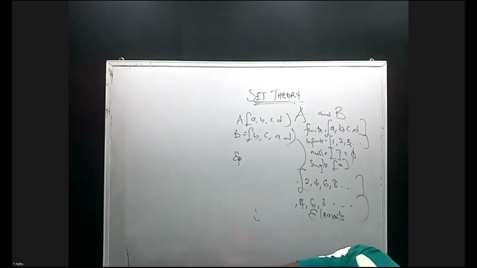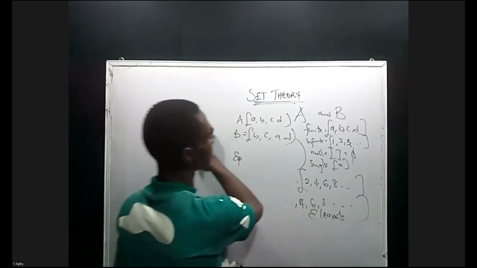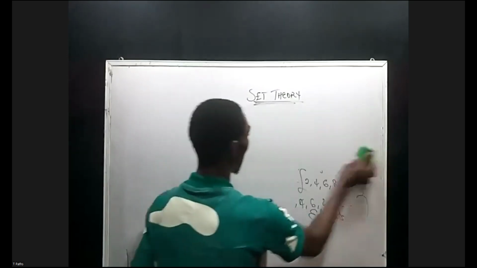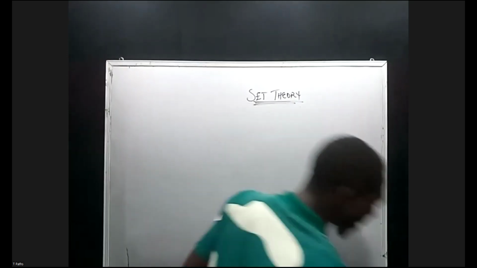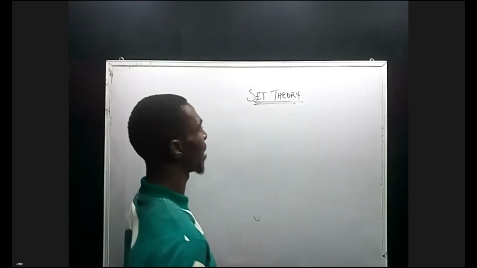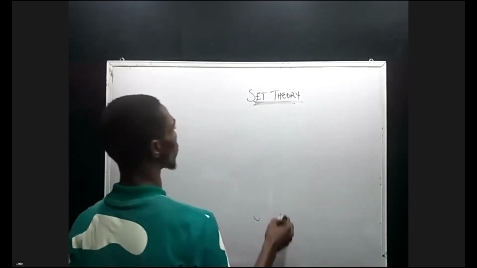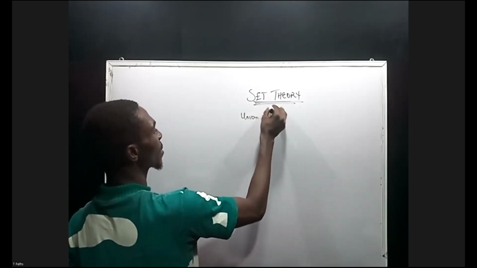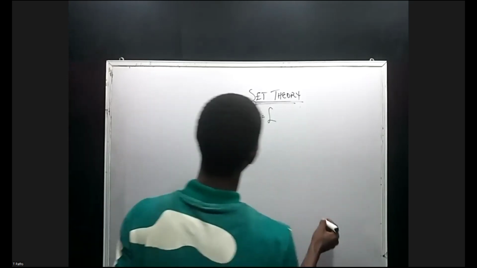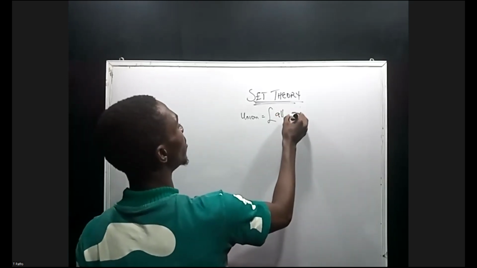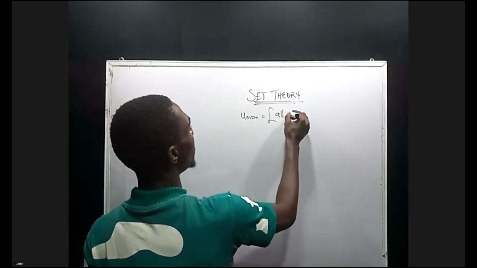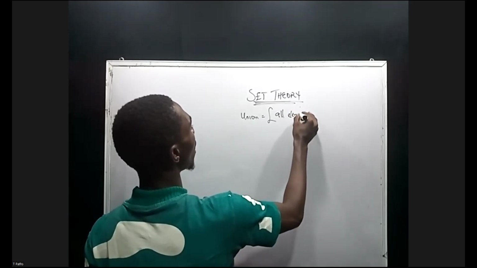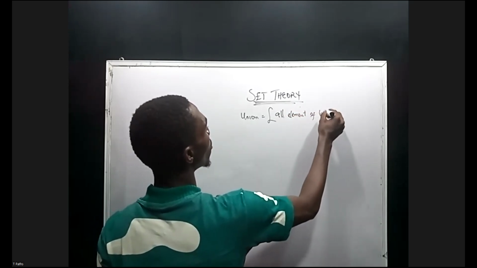Now, we are moving down to operations in sets. These are the common operations that you'll be getting familiar with when it comes to exams. We have operations like the union of a set. Union of a set says all elements of both sets.